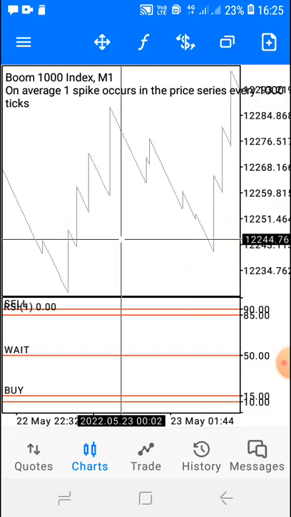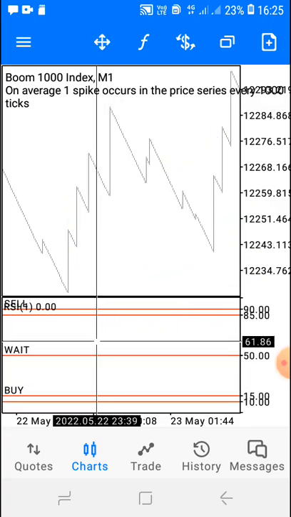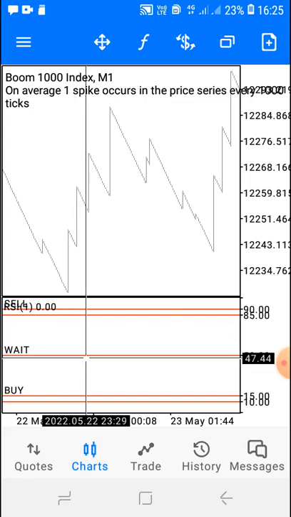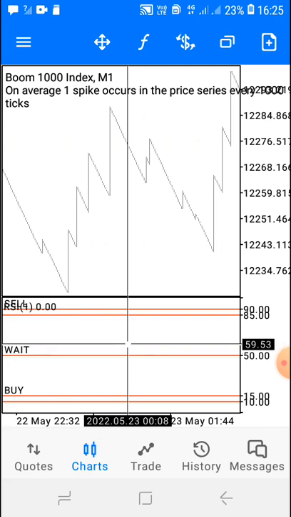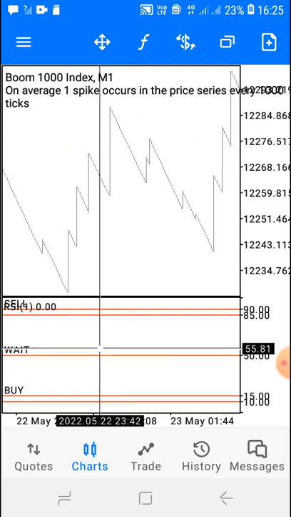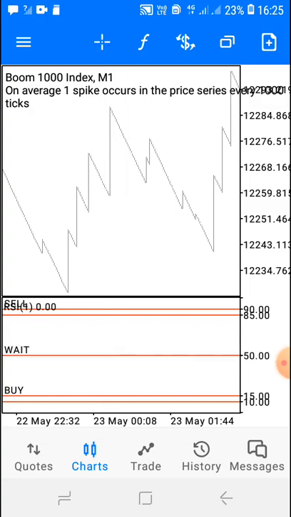So as you guys can see, there are different levels over here. What these levels basically mean is that every time on Boom 1000 we're on the 90 level, we're going to sell, and when we're on the 10 level, we're going to buy, but we're only going to buy when the market is moving in an uptrend. On the 50 level, we are going to wait. We're not going to take entries over there.